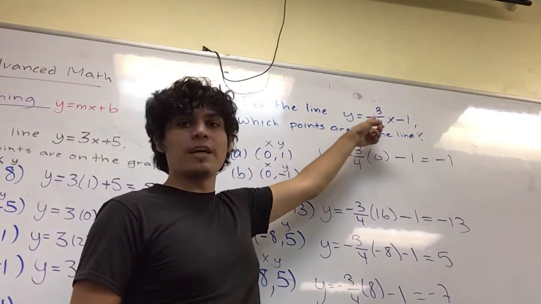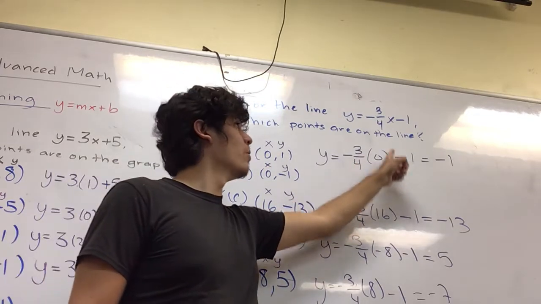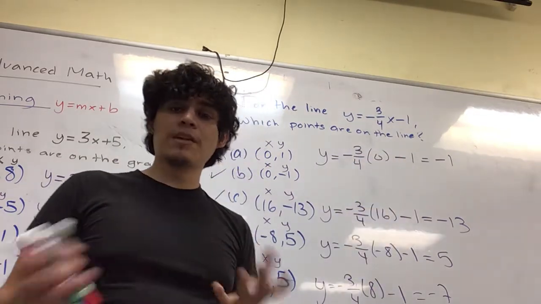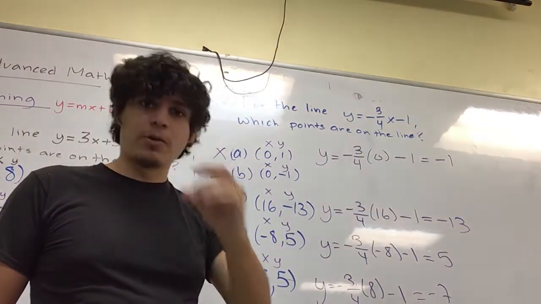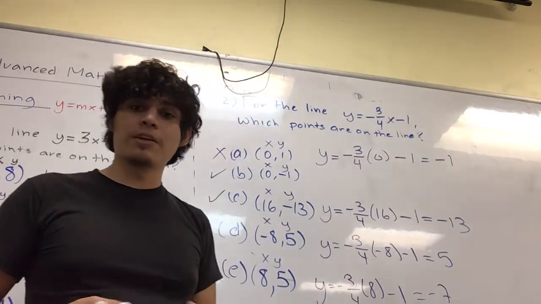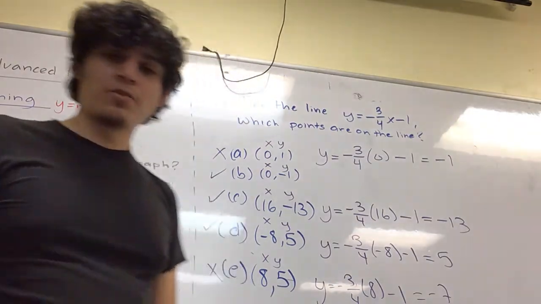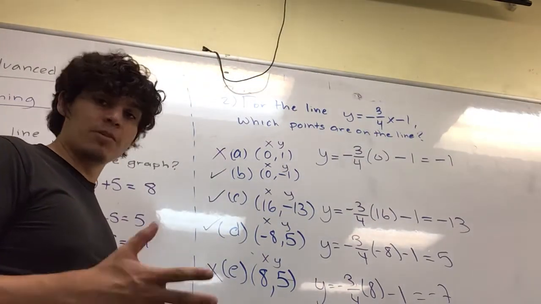Y is equal to -3/4 times your x. X is 0, so -3/4 times 0 minus 1. What's anything times 0? Well, that's 0, right? So that's 0 minus 1 is equal to -1. If you use your calculator instead of doing it by hand, you'll get the answers much quicker, right? Just be careful to use parentheses. But, you know, you get the answer.